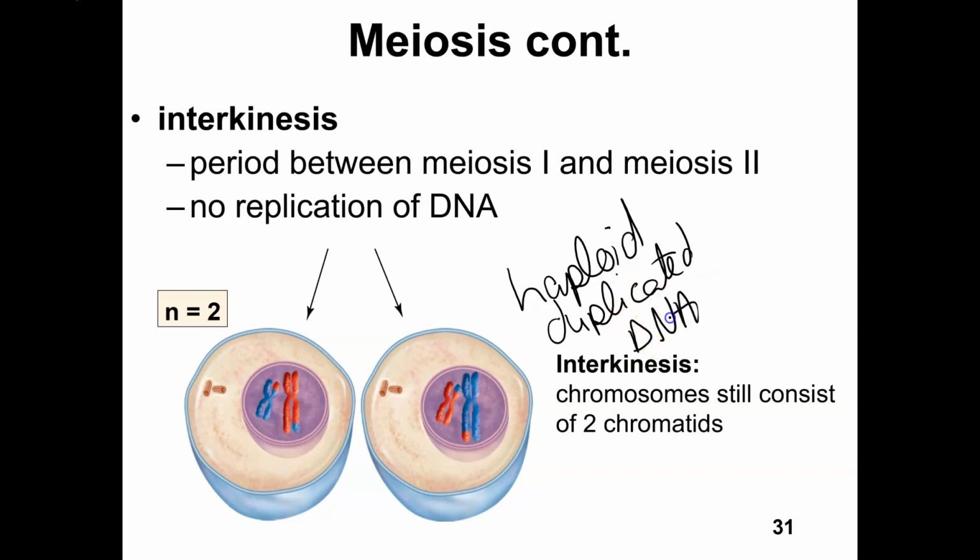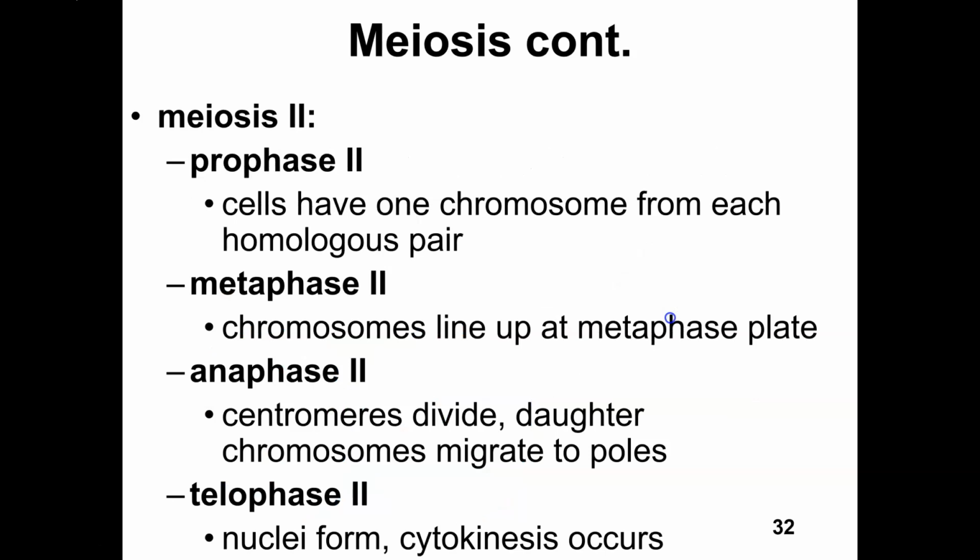And so now we're going to go through another meiotic division, meiosis 2, to separate the sister chromatids from each other. So this is very similar to mitosis. In prophase 2, the chromosomes condense if they're not still condensed. Nuclear envelope will break down again, and the centrosomes with the centrioles will move to the opposite poles. New spindle fibers will form.